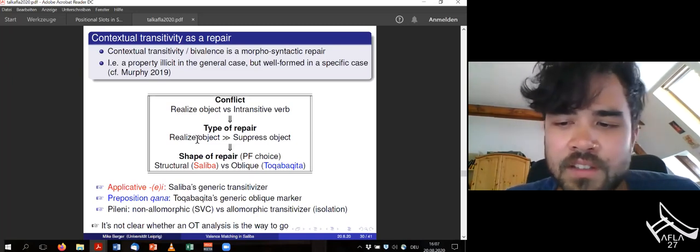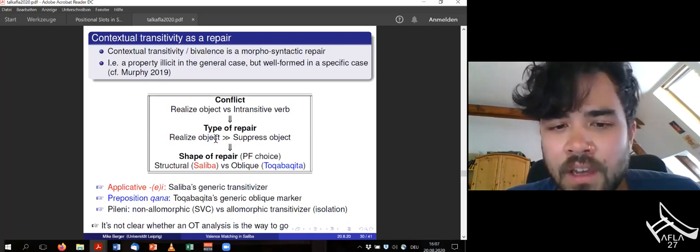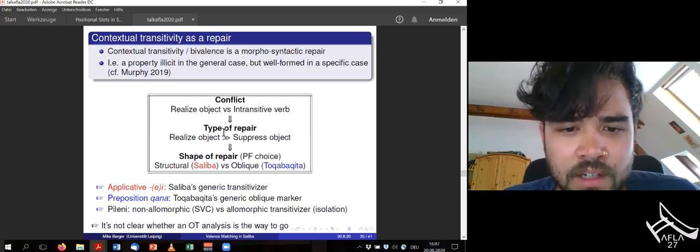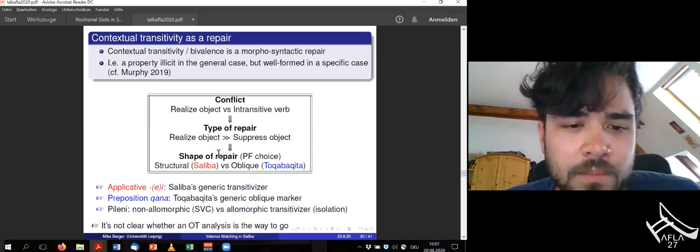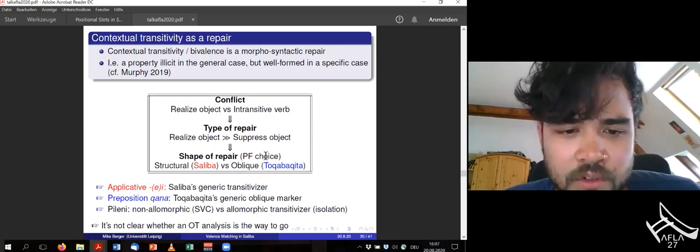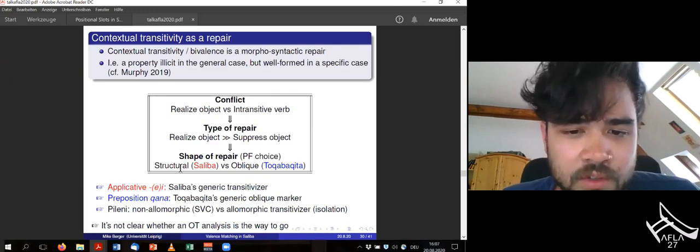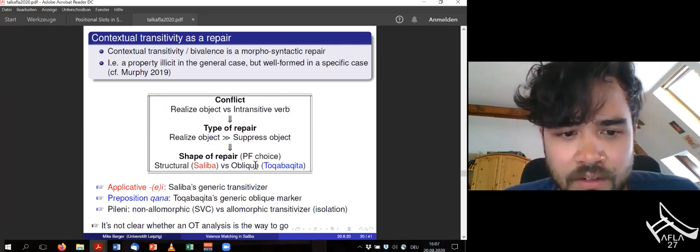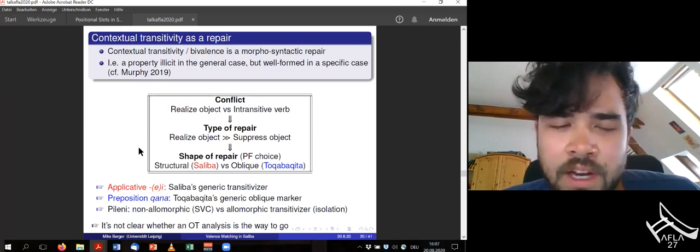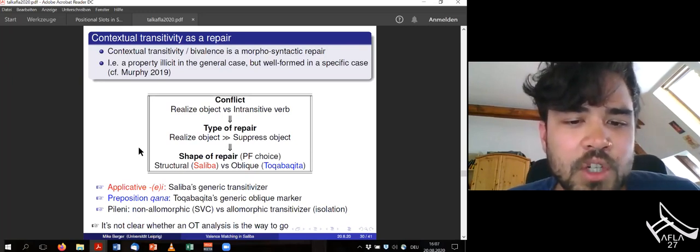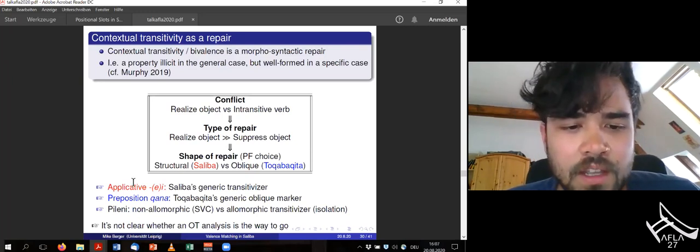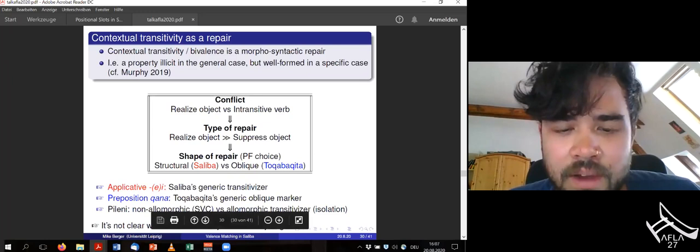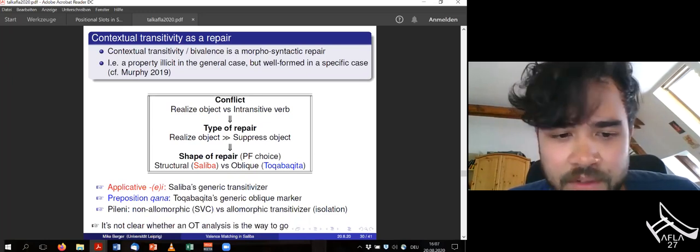and then we have to decide on the type of repair. Well, we can either realize the object or not realize it at all. Okay, so both languages choose to realize the object. And then we can talk about the shape of the repair, right, which I take to be a PF choice, which in Saliba is structural, but in To'abaita is oblique. Okay. And so if these are actually repairs, well, these should actually be very general mechanisms, right? So the applicative A is actually Saliba's most generic transitivizer. And the preposition ana is actually To'abaita's most generic oblique marker for position. Okay.